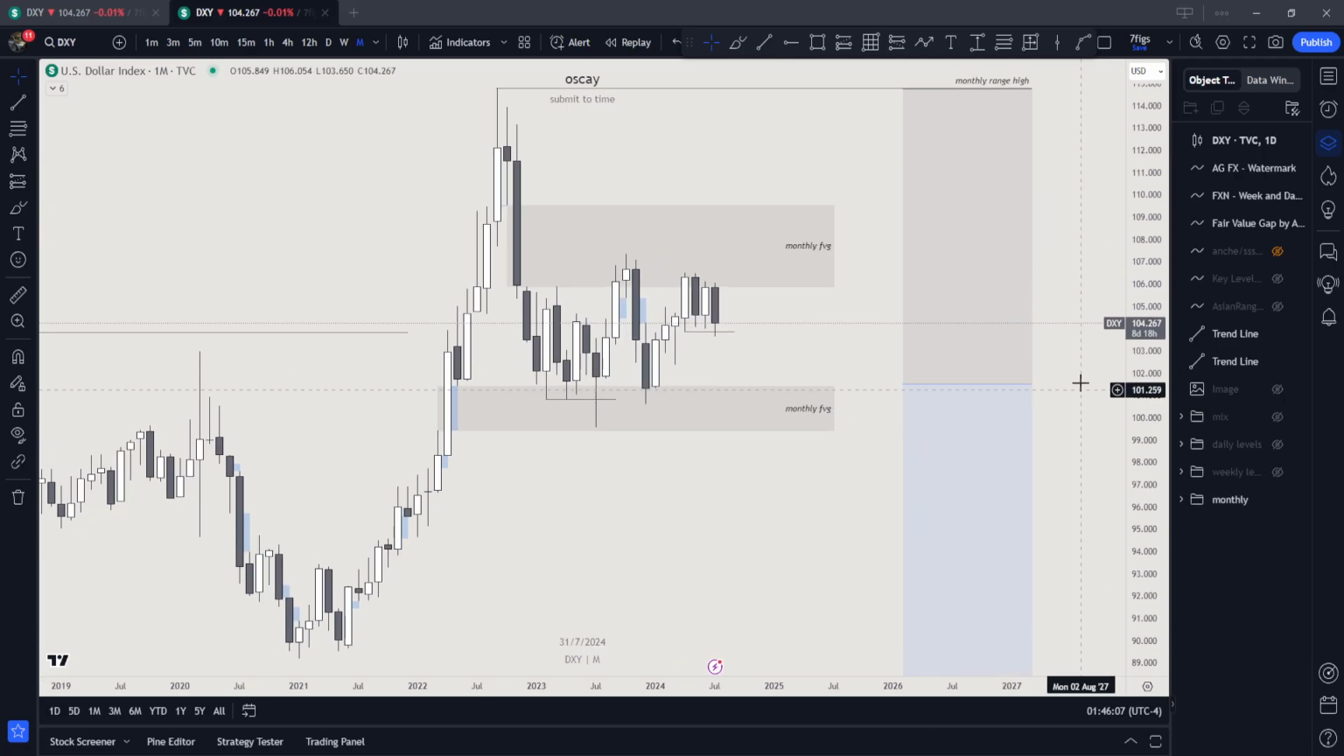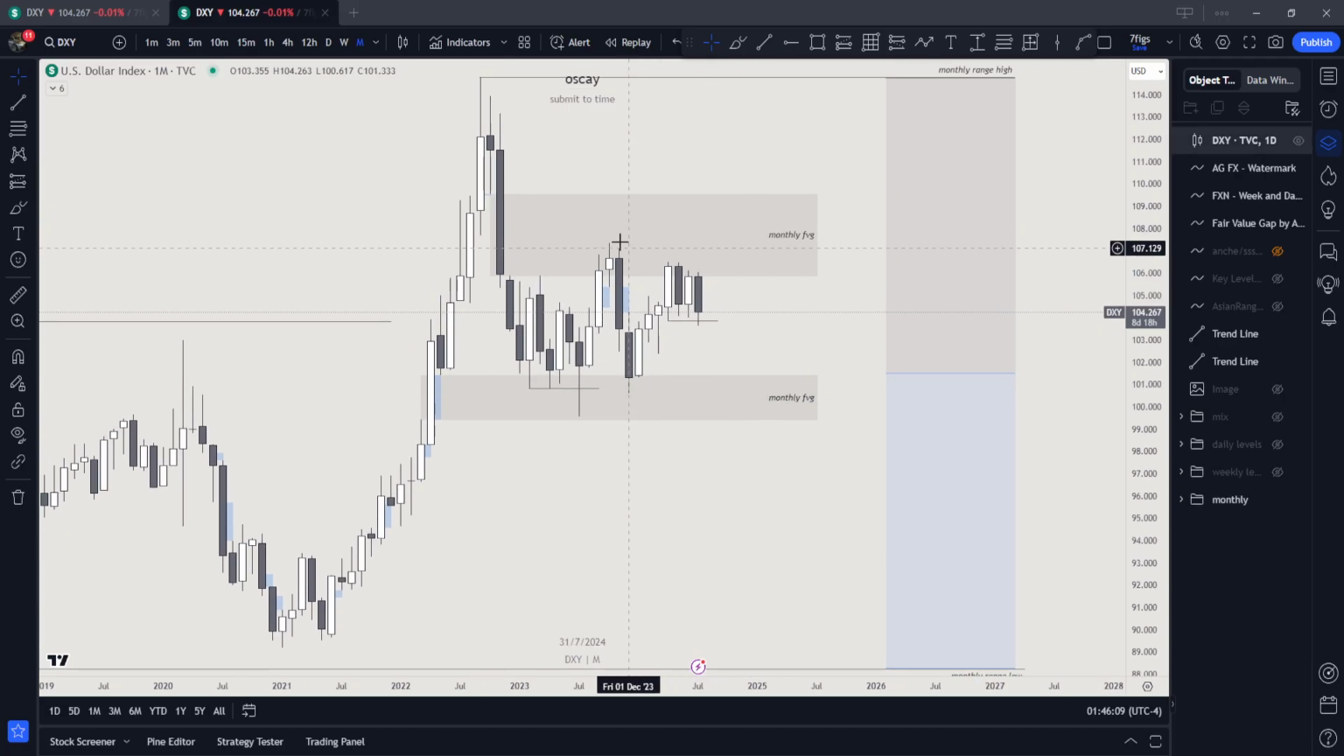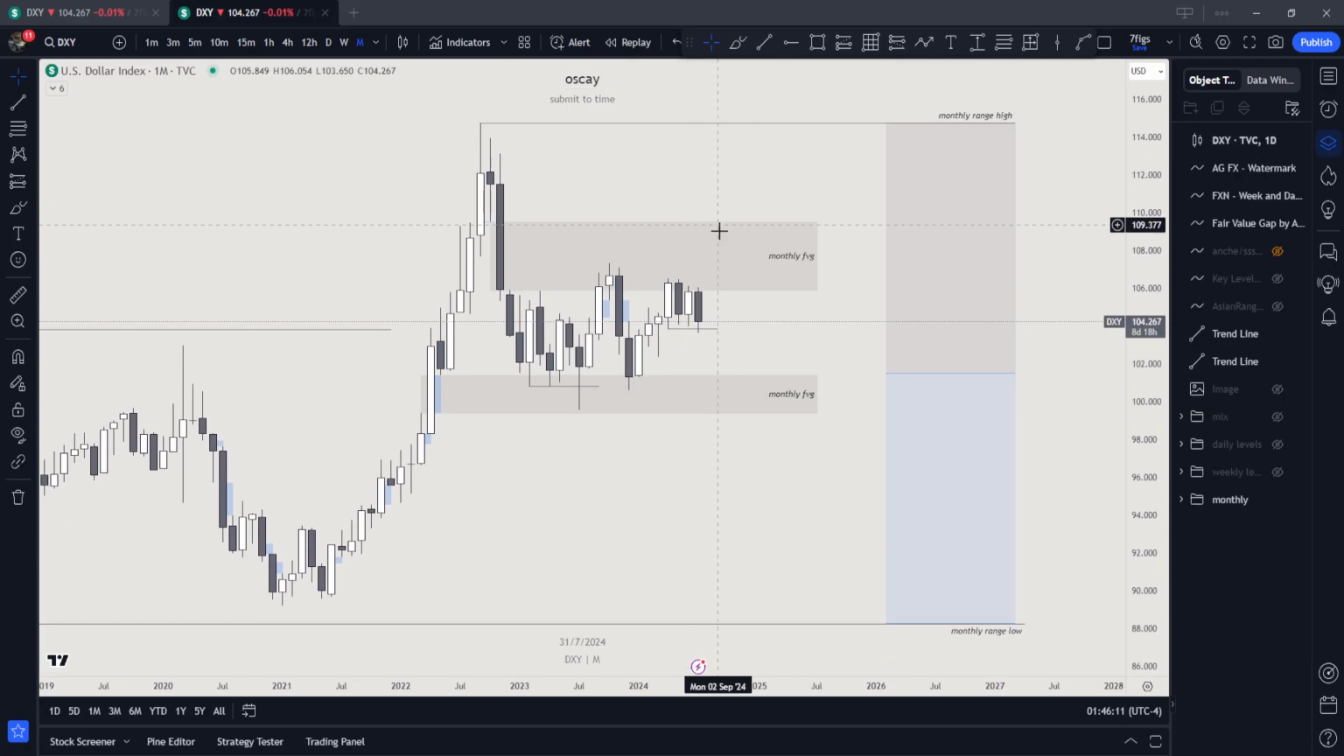Now, then we go back and look again. What discount array can we react from? And we have this discount low, monthly low, and there's a monthly low as well.